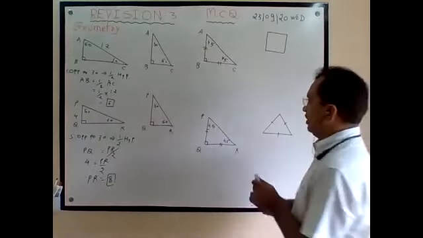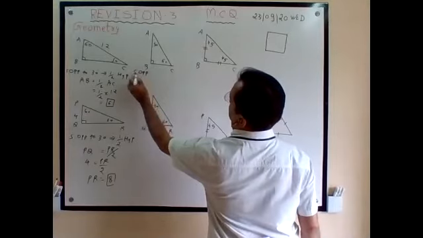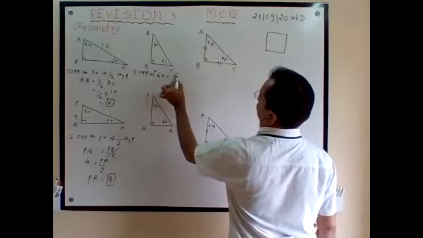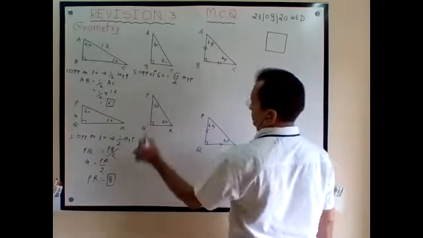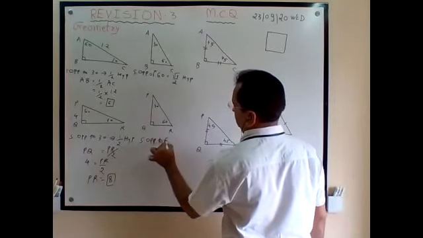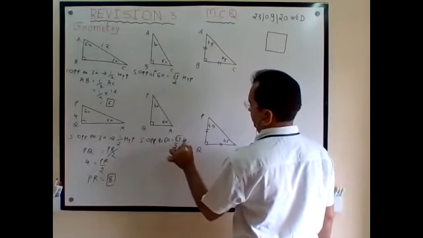Exactly same, 60. Side opposite of 60 is equal to root 3 by 2 times of hypotenuse. Side opposite to 60 is equal to root 3 by 2 of hypotenuse.